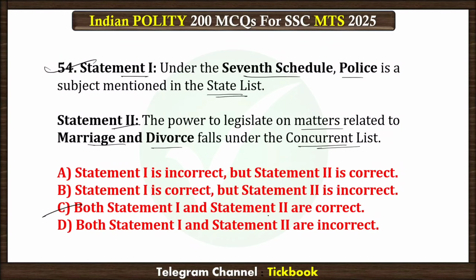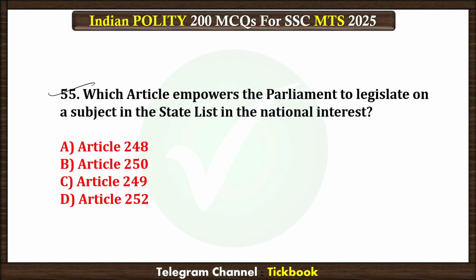Number C. Both statement 1 and 2 are correct. 55. Which article empowers the Parliament to legislate on a subject in the state list in the national interest? Very important question. Option number C is the correct answer, Article 249.